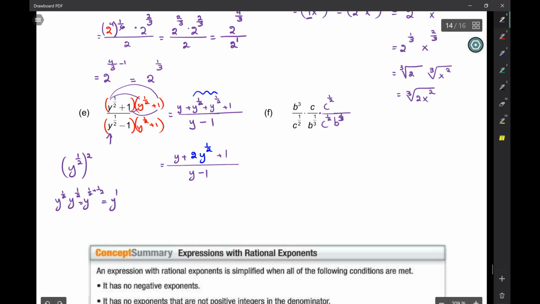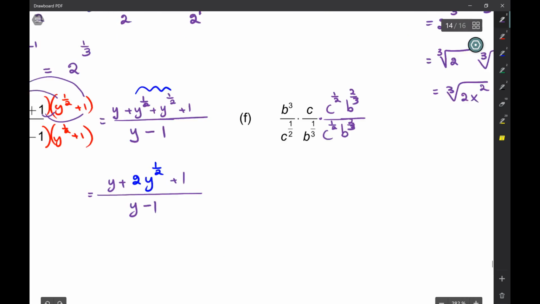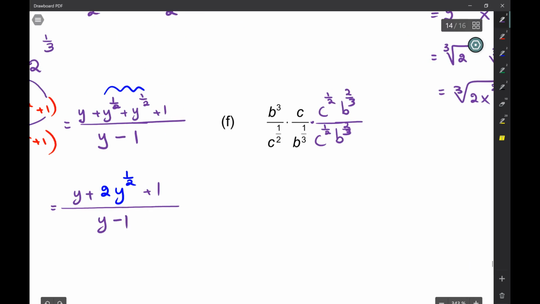And I do the same thing on top. Okay, so why am I doing that? Because I need to do 1/3 plus something over 3 to make it 3/3, 1. 1/2 plus something over 2 to make it 2/2, 1. So now, look at what I have. On the bottom, I get C and B. What do I have on top? B to the how much? B to the 3rd times B to the 2/3. C times C to the 1/2. Can I cancel anything out?